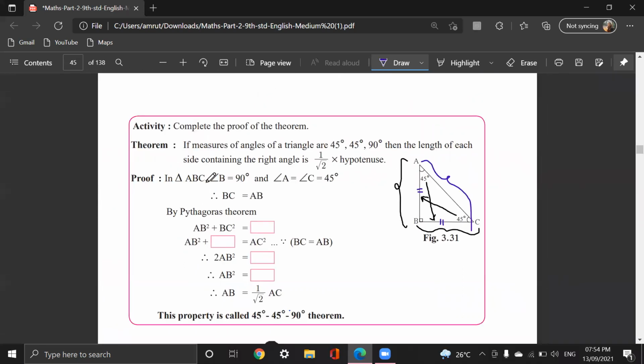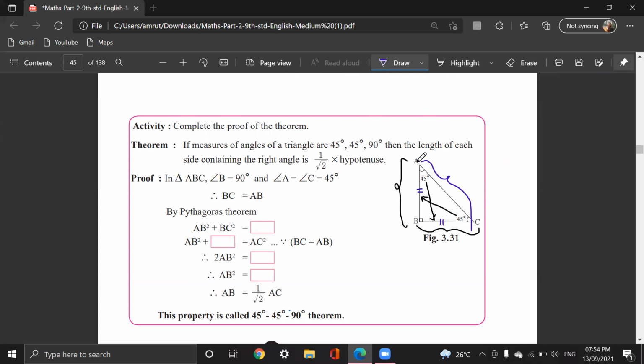So in the proof, we have triangle ABC. Angle B is 90-degree. All the things you have to write down. Angle B is 90-degree and the remaining two angles, angle A and angle C, are 45-degree each. We also know that BC, that means this side, and AB are equal to each other. Why? Because the angles opposite to these sides are equal, 45 and 45, so the sides also become equal. BC is equal to AB. So what we are going to do, we are going to apply the Pythagoras theorem in this right angle triangle.